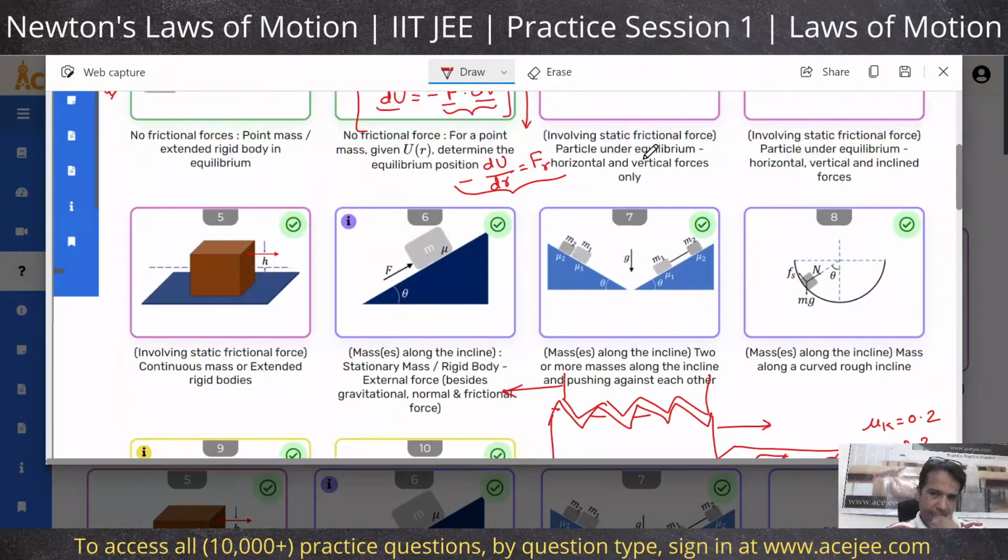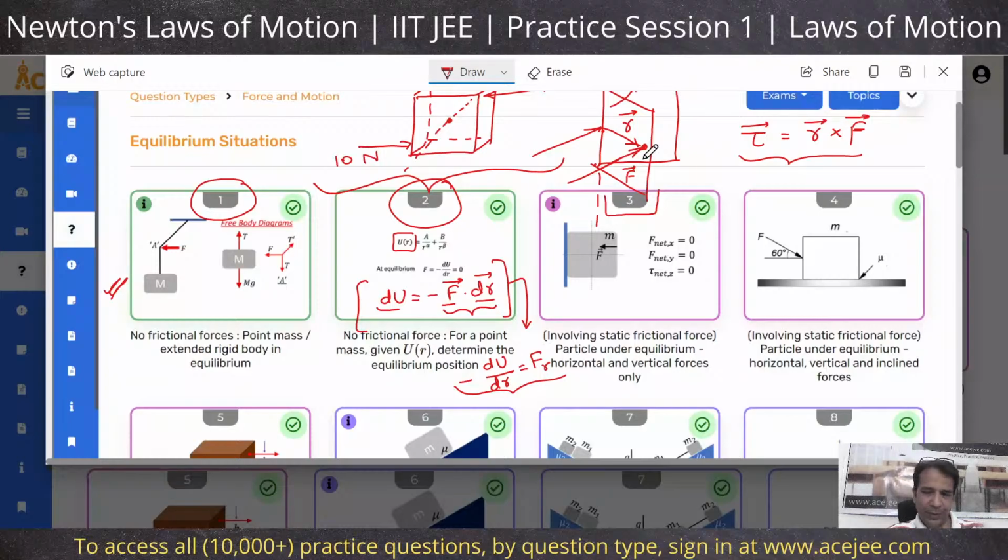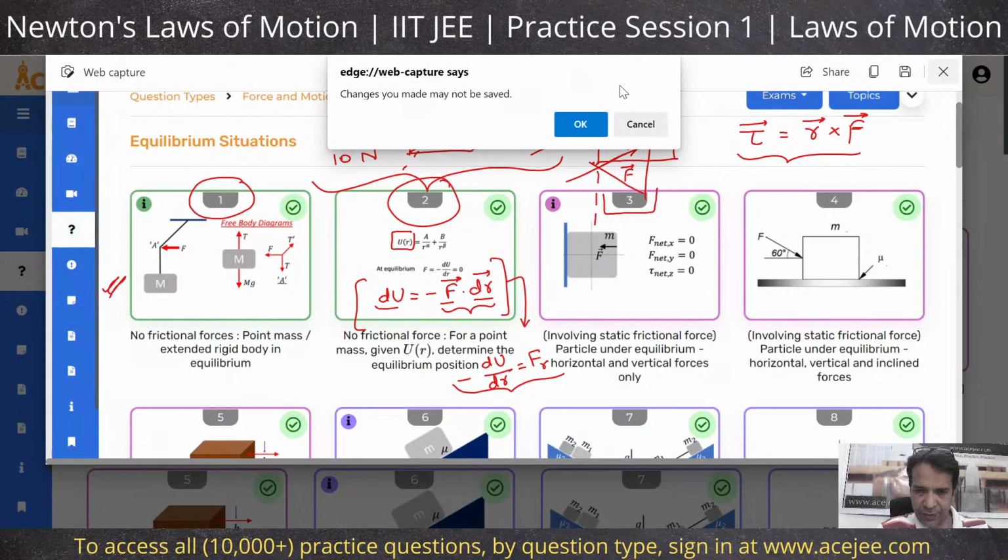So let's go ahead and jump into these and start practicing questions on how to apply the condition of sum of forces should be zero, sum of torque should be zero in question type number 1. So let's begin. Any questions while we are transitioning?